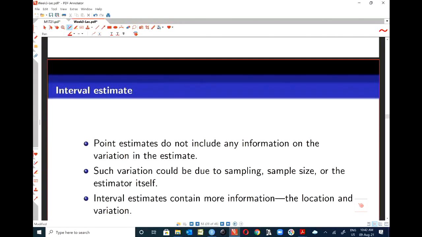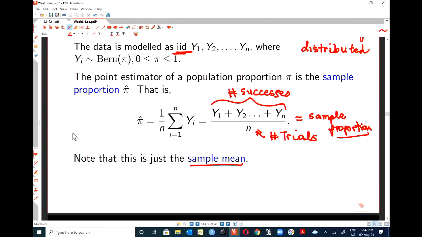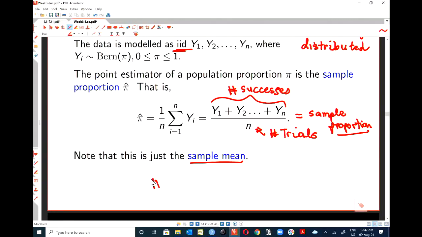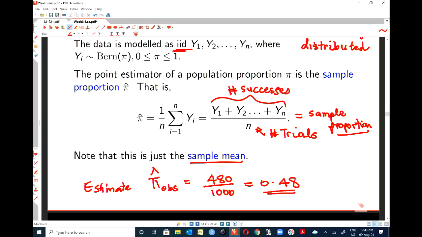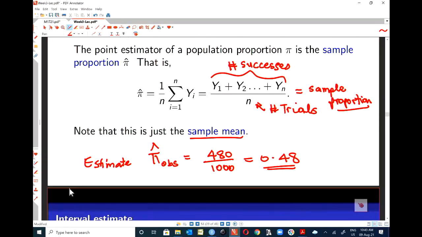The thing with the point estimator, so in the data that I've got there, what I'm going to get is pi hat for the estimate. Pi hat observed is what I'll use right here, because pi hat is my estimator, and pi hat observed from the data I have is 480 over 1000. So that's my estimate of pi from the data that I've obtained.